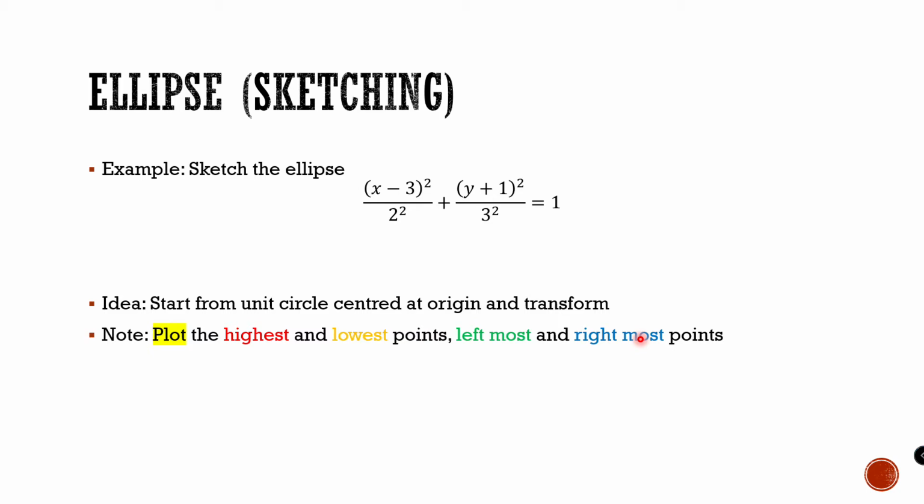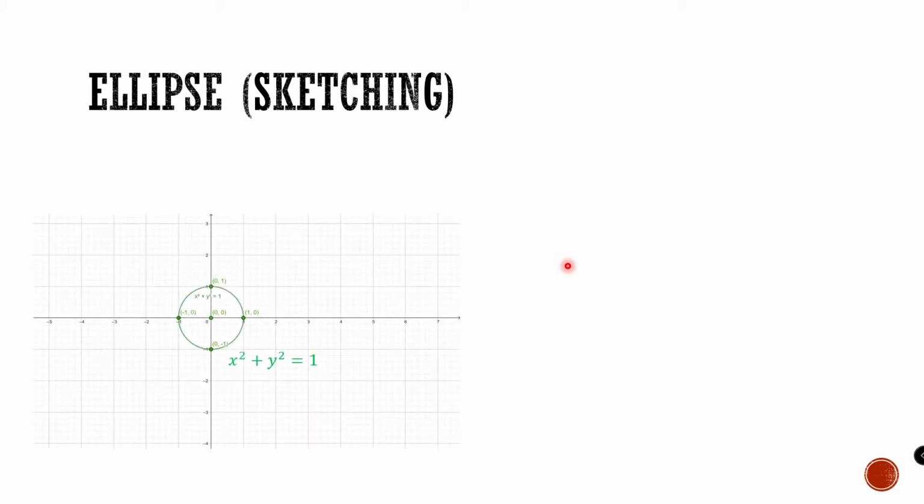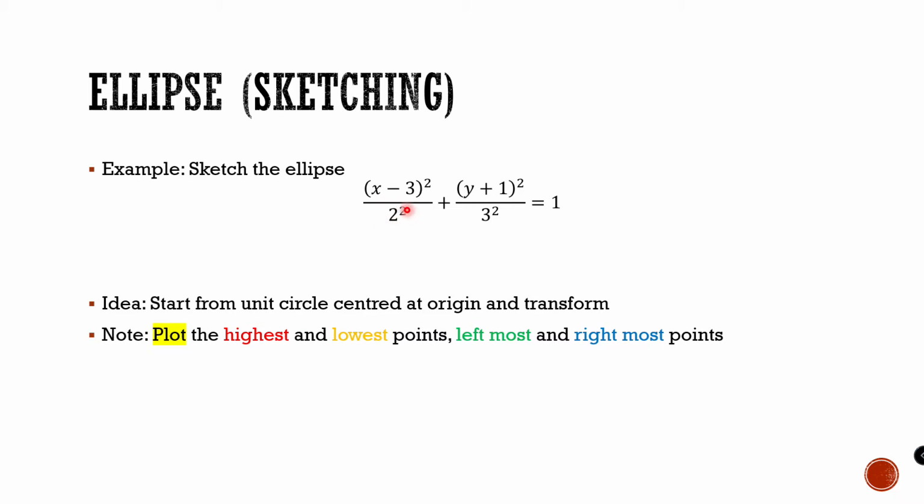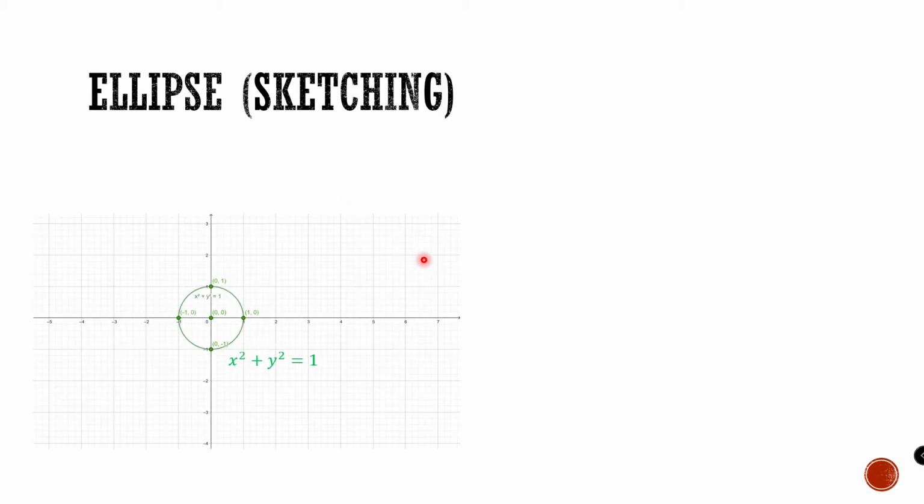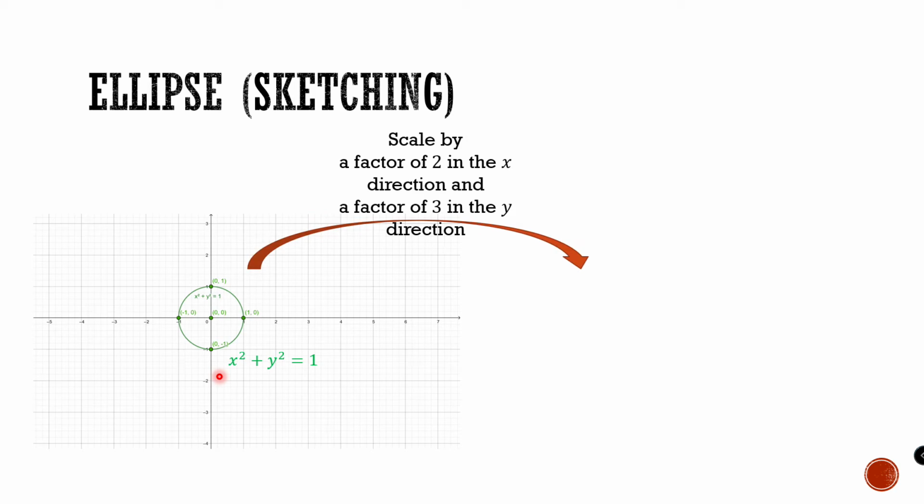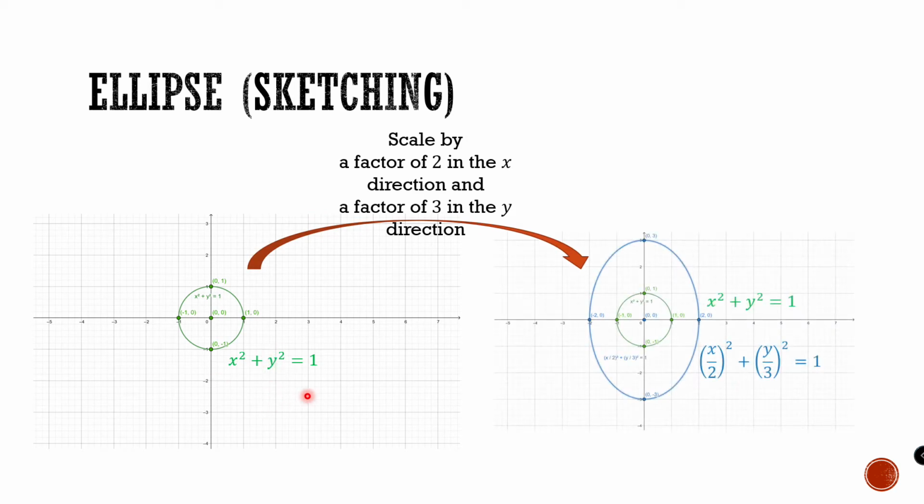You should be able to sketch the graph of the ellipse. Okay, so let's look at this example. Again, I start off with a unit circle. The equation is like this. So my equation earlier, I focus on the denominator first. I want to get divide by 2 squared. So essentially what it means is that I need to substitute x to be x over 2, and y to be y over 3, something like this.